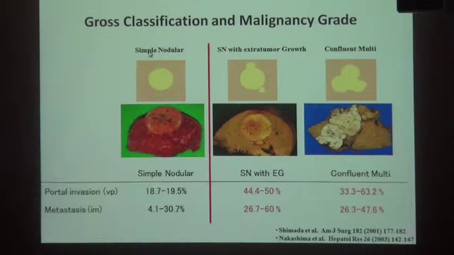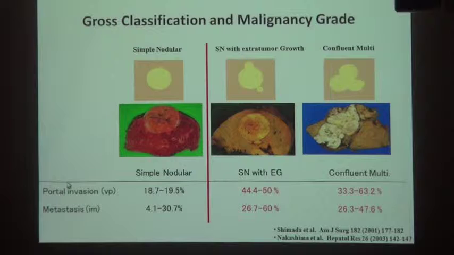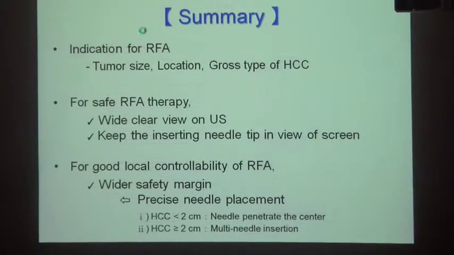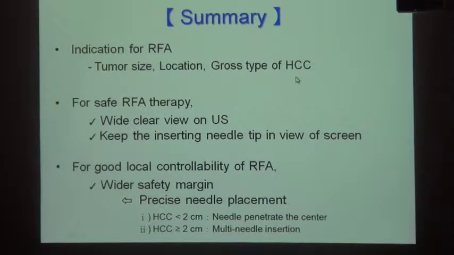This is the gross classification and the malignancy grade of HCC. With the progression of gross classification from single nodular type to single nodular with extranodular growth and confluent multinodular type, portal invasion and intrahepatic metastasis are likely to occur on pathology. We reported that contrast enhanced US using Sonazoid is a reliable tool to evaluate the gross classification of HCC. So, according to the tumor site, tumor location, and growth type of HCC, we should consider the indication for RFA.